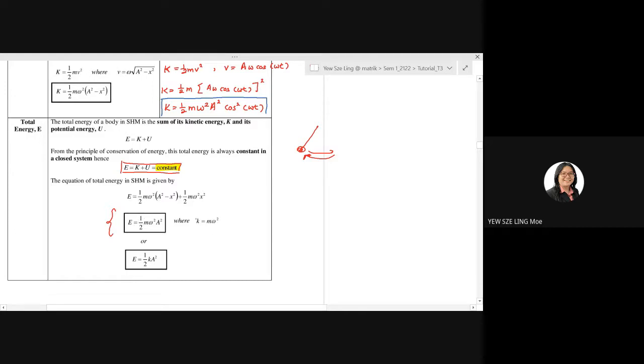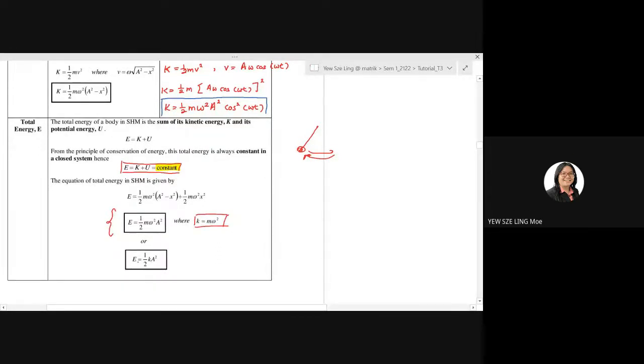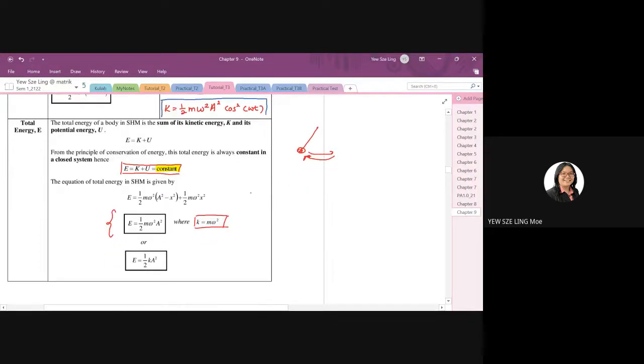So E is equal to 1 over 2 m omega squared A squared. And then we know that again, k is equal to m omega squared. So E can also be written as 1 over 2 k A squared. Done. Okay, so that marks the end of today's class. And now I will show you a summary table. You just write it down, because I think your books didn't give you this summary table.